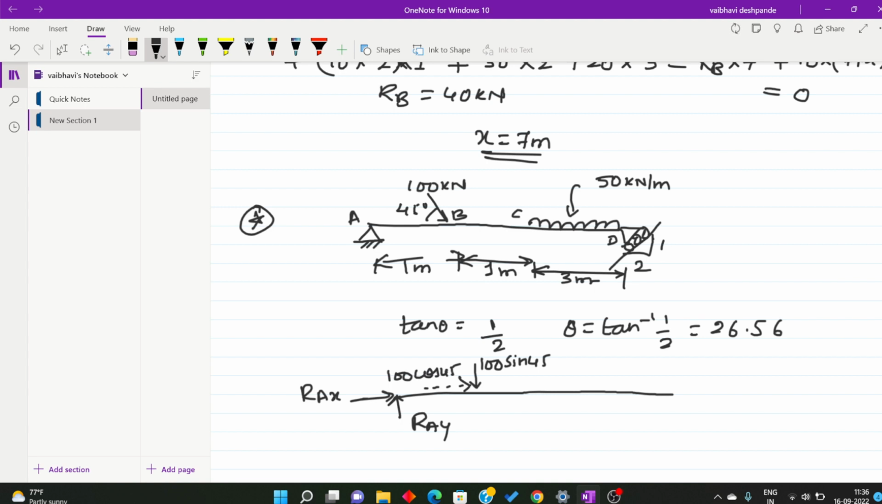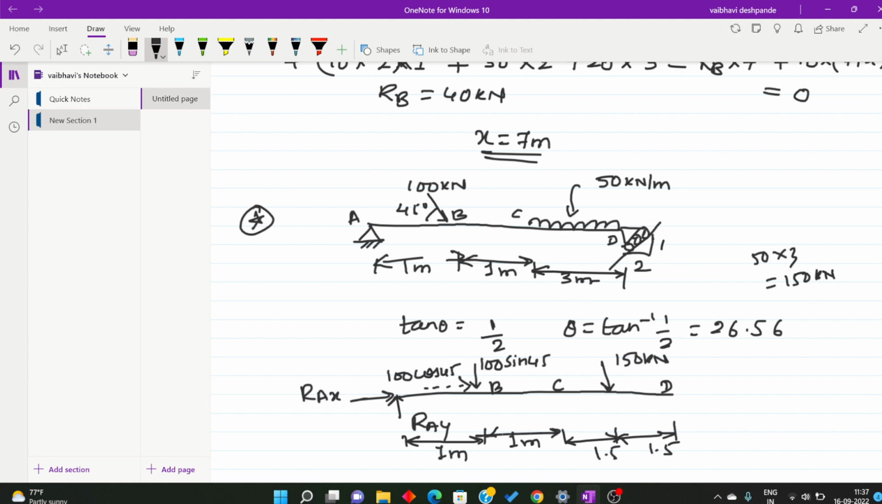Okay, then the distance is 1 meter. Next, this is point B, this is point C and this is point D. Here convert this UDL into a point load, that is 50 into 3, so it will become 150 kilonewton, intensity into distance. It is acting at its center, that is half of 3, that is 1.5. Then this middle distance is 1 meter. Now we have simplified the sketch.